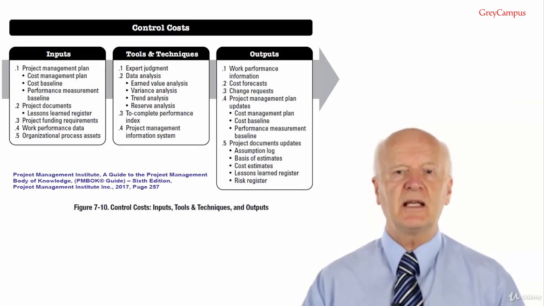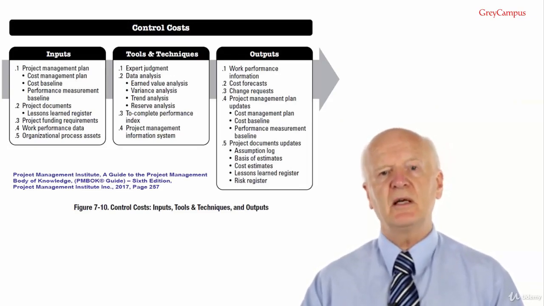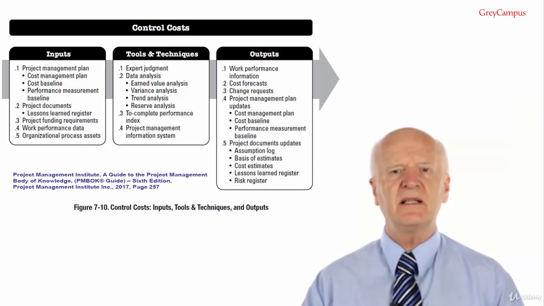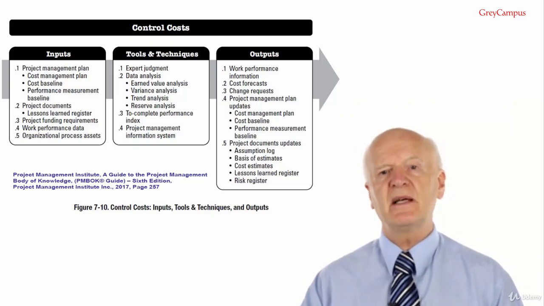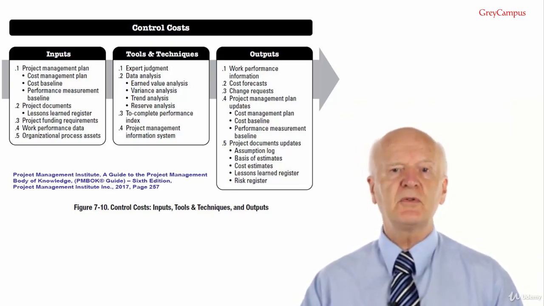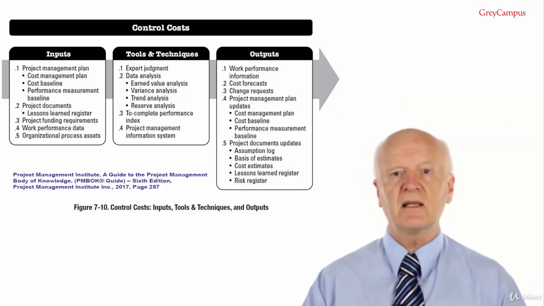Now let's have a look at the inputs. Control costs, input number 1 is a project management plan, and specifically we're looking at the cost management plan. The cost management plan describes how the project costs will be managed and controlled. The cost baseline.